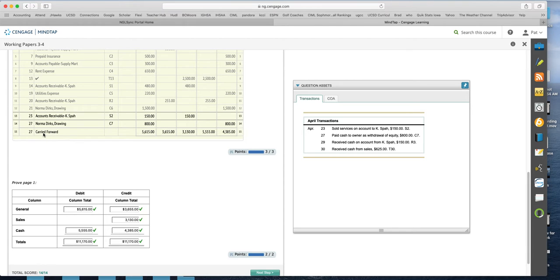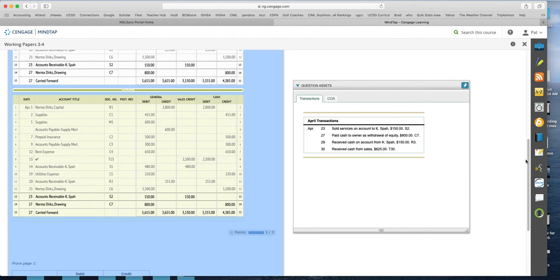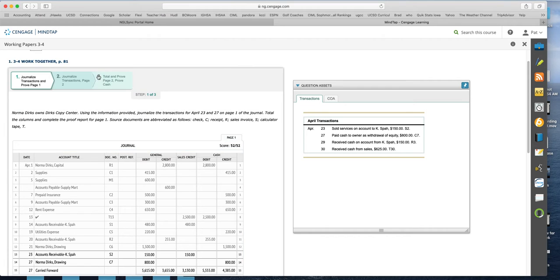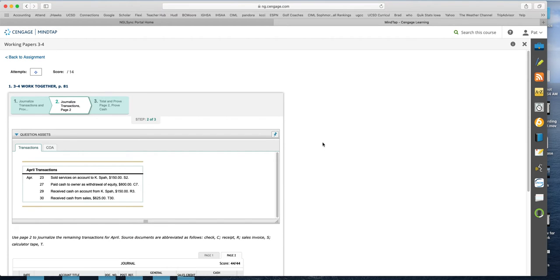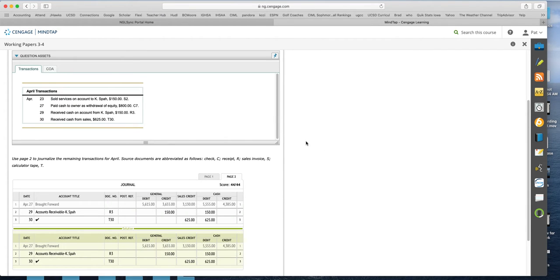So carried forward is C comes before B. So when we carry forward, computer's jammed. So when we carry forward, the next page we will have brought forward, and they're already done for you. Previously, we would have to write all those in. Again, we bring forward the same date and the same numbers as last time. They just put them right up there. We're now on page 2.